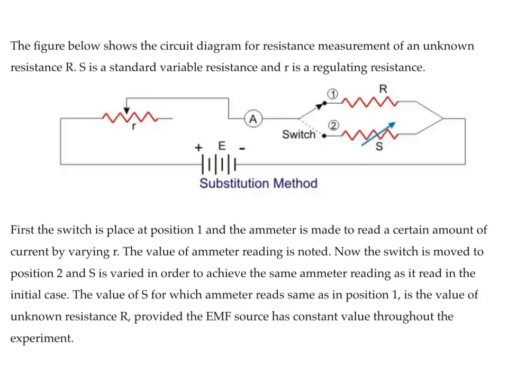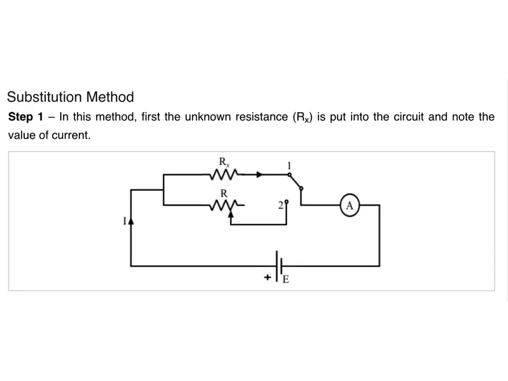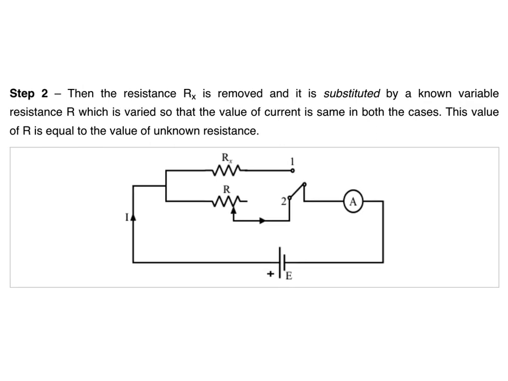The substitution method is nothing much but a way of measuring resistance of an unknown resistor. If you want to measure the resistance of an unknown resistor, you use the substitution method. Resistance box, rheostats, and galvanometer all make use of this substitution method. It is suitable for a very high resistance.